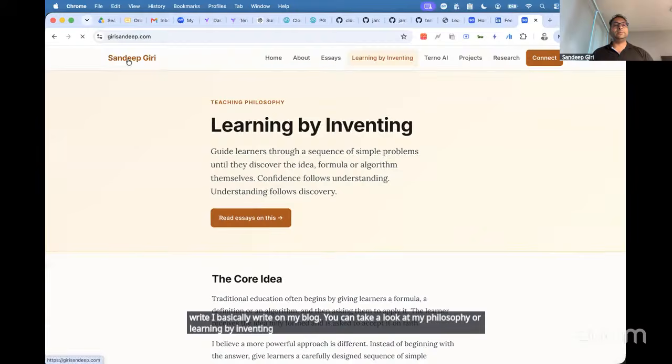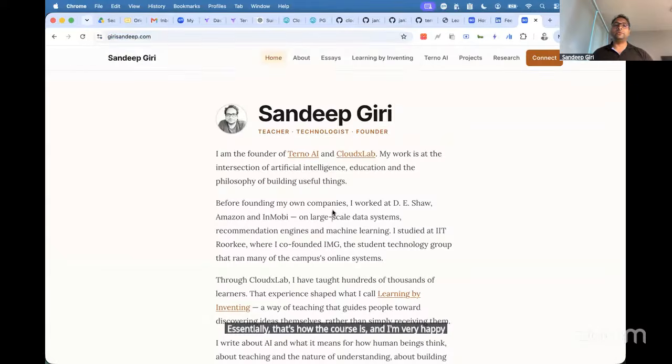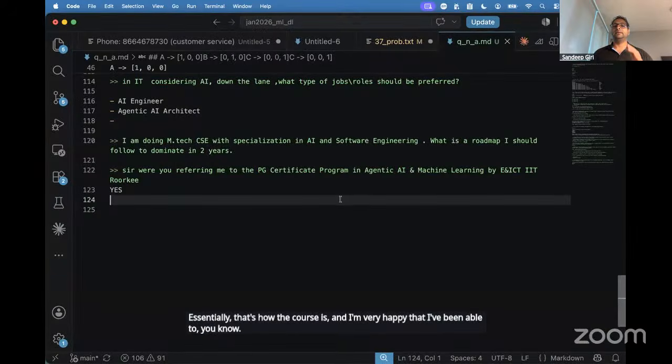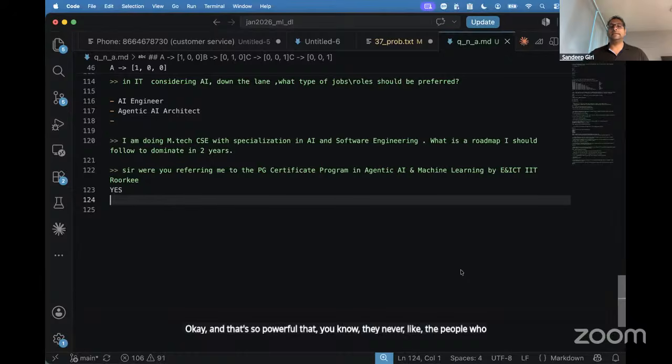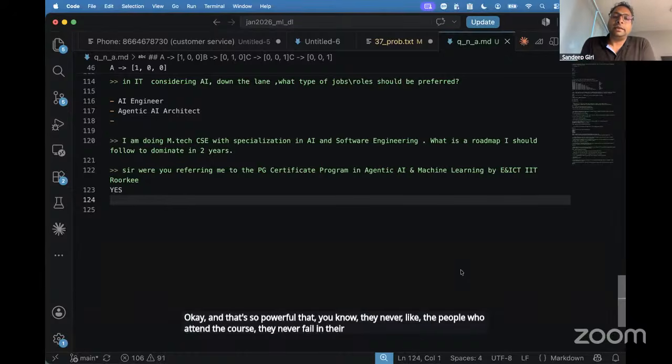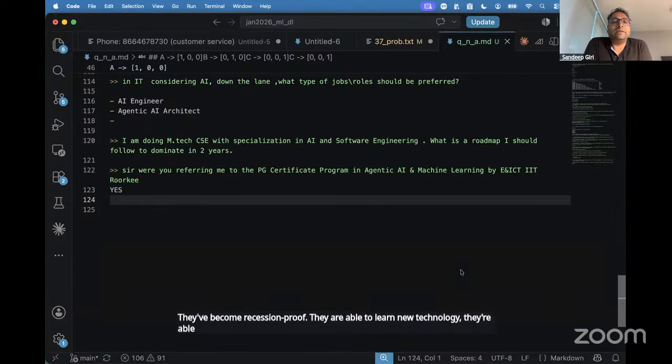Essentially that's how the course is, and I'm very happy that I've been able to inculcate that psychology in my students, that instead of memorizing any formula, they invent the formula. And that's so powerful that the people who attend the course never fail in their life. They become recession proof. They are able to learn new technology. They're able to learn almost everything by themselves.